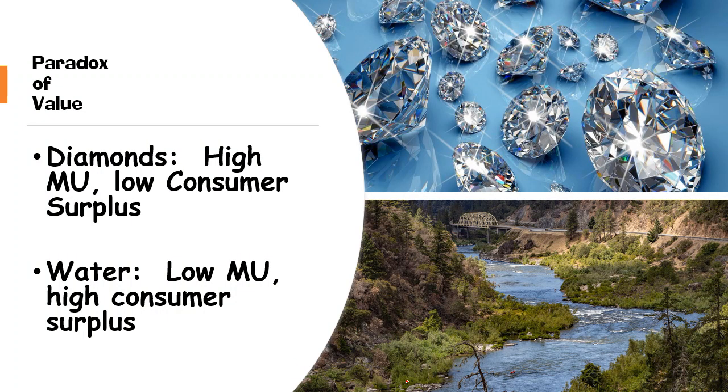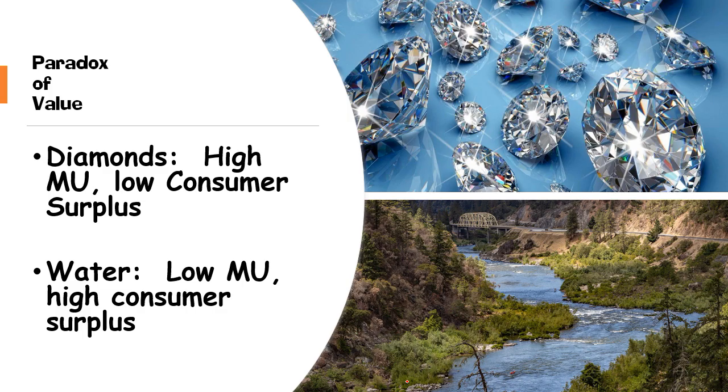Okay? So diamonds have a high marginal utility. Because of that, they have low consumer surplus. We're paying very close to what we actually think they're worth. We're not going to get much consumer surplus out of them, but they have high marginal utility. So we get satisfaction out of them, but not much consumer surplus.